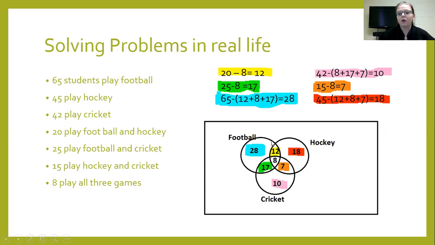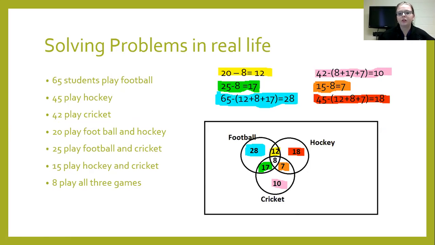And then we're going to look at the overall football. We're going to write the equation of 65 at the beginning because there are 65 students playing football. Then in parentheses, we know there are 12 students who play football and hockey, 8 students who play all 3 sports, and 17 students who play football and cricket. We add those together: 12 plus 8 is 20, and then 17 is 37. So 65 minus 37 equals 28. That gives us 28 students who only play football alone, no other sport.